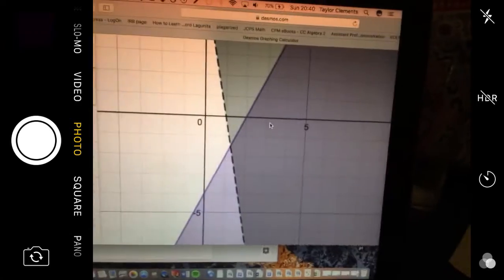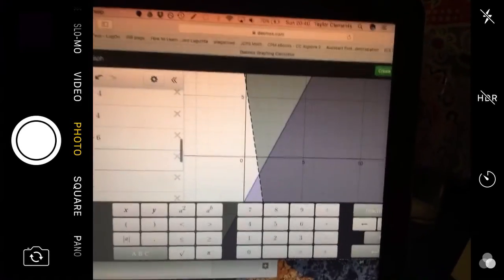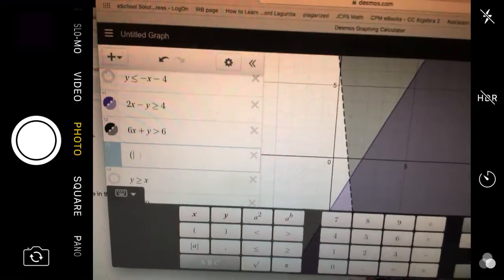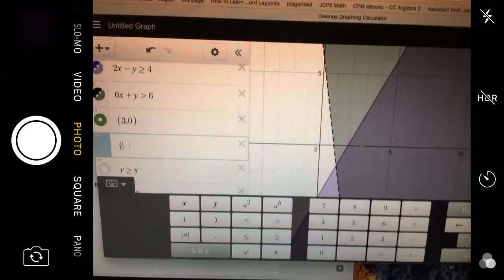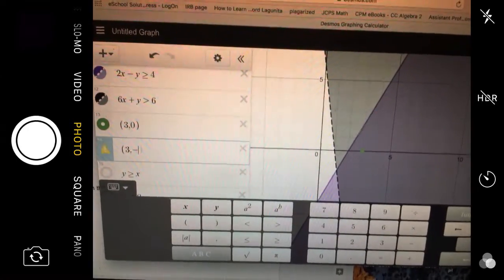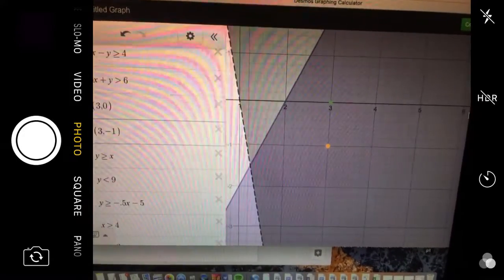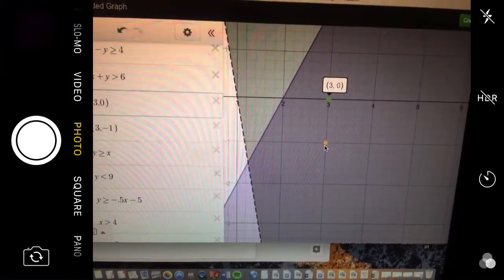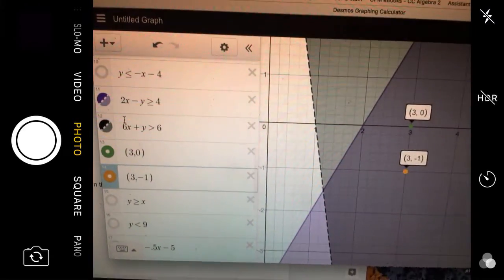And let me go ahead and put these in decimals actually, just so I can see them show up on here. I got, like I said, 3, 0, and I got 3, negative 1. So those 2 points right there. See how they're in the double shaded region? So just 2 points in the solution set of those inequalities.